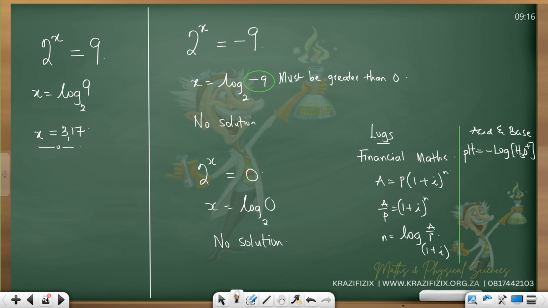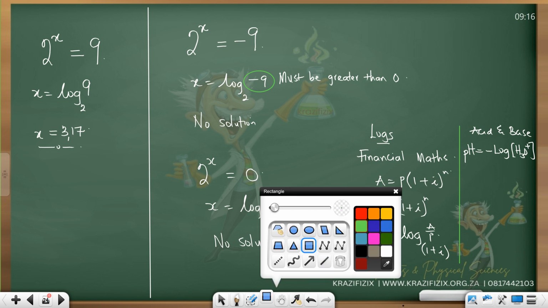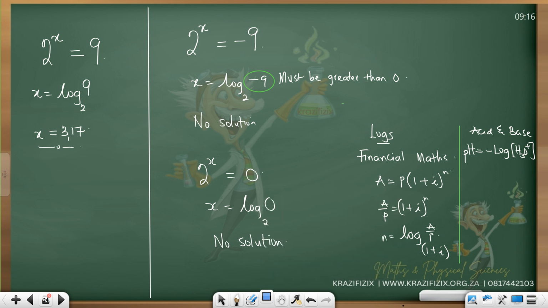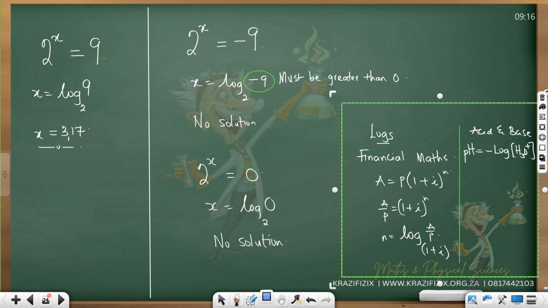Okay, so these are two places. Can you see logs playing a big role? That's why it's important for us to have an idea of what logs are. We'll also use it in functions in grade 12. So these are applications of logs. All right, but anyway, we're good.